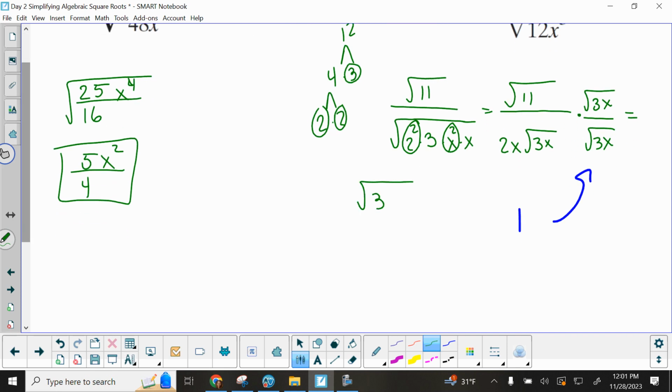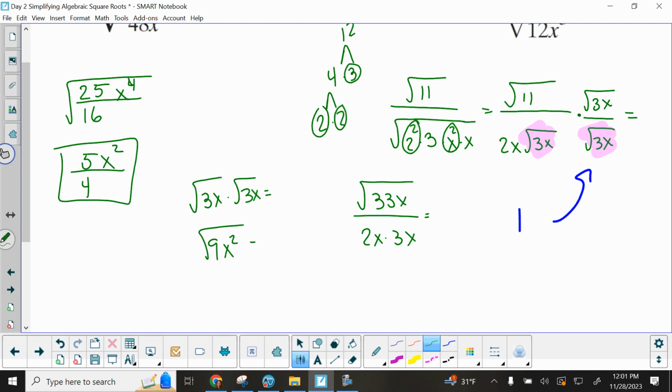Radical 33x over 2x times, when I do radical 3x times radical 3x, I'm just left with 3x. If that's a little quick for you, think about it this way. Radical 3x times radical 3x, I can multiply and get 9x squared under the radical. And if I square root that, I get back to 3x.